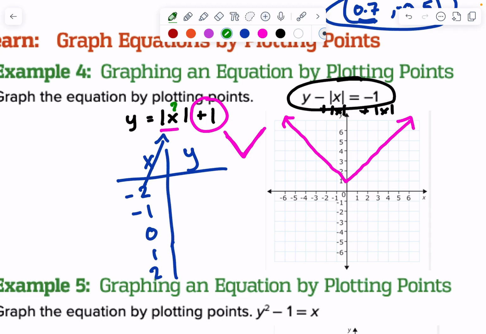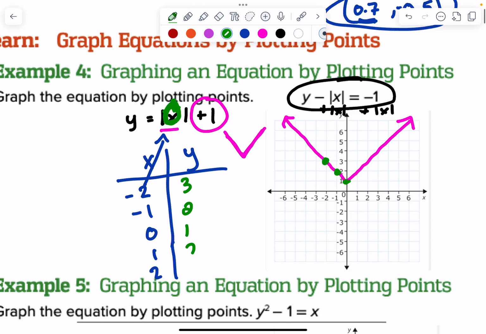So if I plug -2 in, the absolute value of -2 is 2, and 2 plus 1 is 3, right? So -2 should be at +3. There's that dot, right? If I plug in -1, absolute value of -1 is 1, and 1 plus 1 is 2, so -1 is at 2. Just like we said. 0, the absolute value of 0 is 0, 0 plus 1 is 1, so that's at that dot, right? If I plug 1 in, it will be the same, so it'll be at 2 and at 3, and that's those dots, and then you just keep going with your arrows, okay?